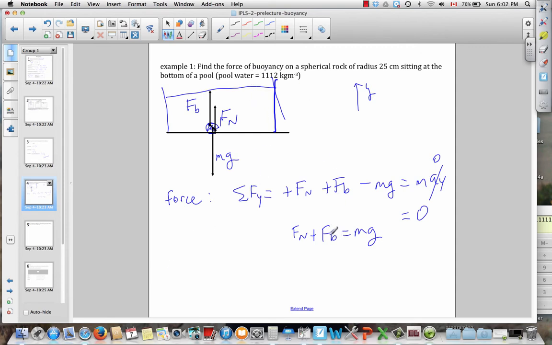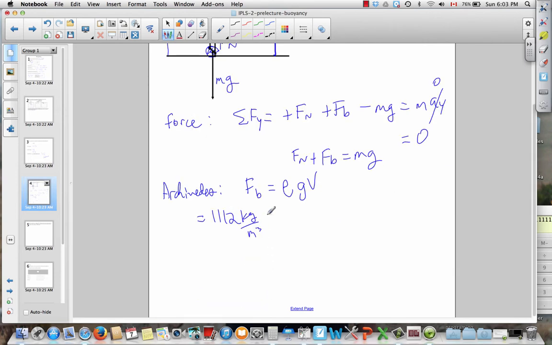Now we want to find the force of buoyancy. That's good, but this equation is not good because there are 2 unknowns, normal force and mass. So our force analysis hasn't got us where we wanted to go. So let's turn to the Archimedes equation. Archimedes said the buoyant force on an object is rho gV: density of fluid, gravitational field, submerged volume. Now that's going to work because we know the density of pool water. It's 1112 kilograms per cubic meter. We know the Earth's gravitational field is about 9.80 newtons of force for every kilogram.